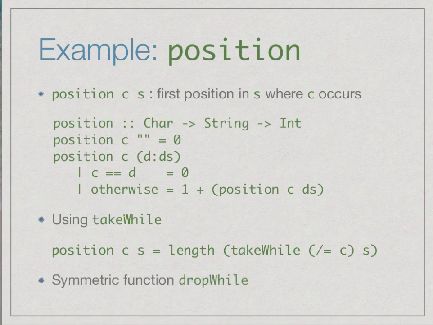So remember that take had a symmetric function drop, which instead of extracting the first elements, removed the first n elements and gave us the remaining suffix. So analogously, there is a dropWhile, like takeWhile, which will drop the prefix which matches the pattern, and starting from the first position which does not match the pattern, it will give us the rest of the list.